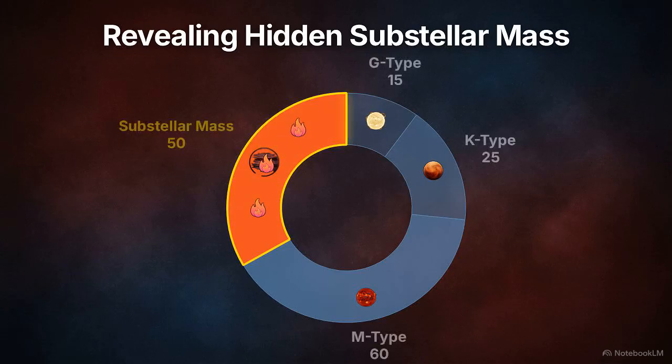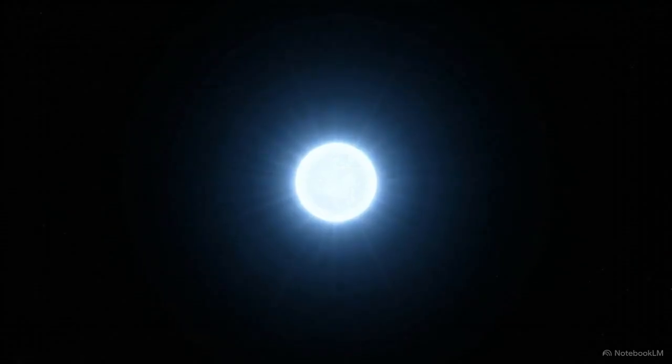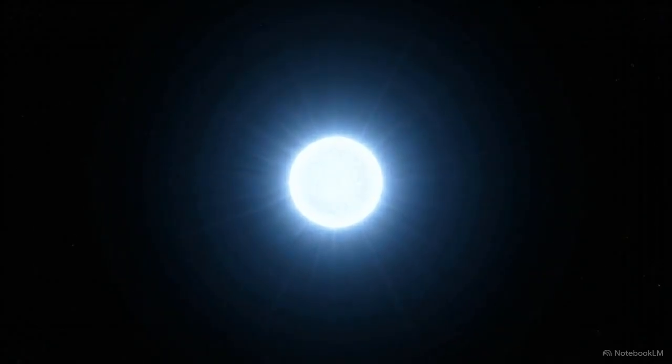At the opposite end of the stellar life cycle lies another hidden population, the degenerate remnants known as white dwarfs. These are the ultra-dense, dead cores left behind after intermediate mass stars exhaust their fuel and violently expel their outer gaseous layers.